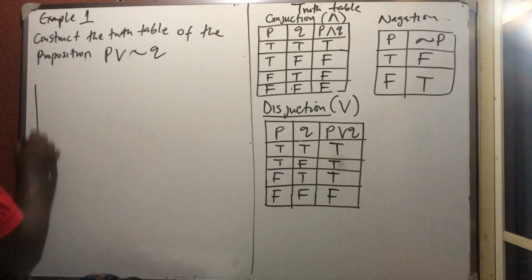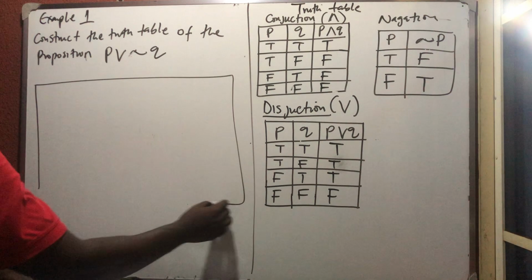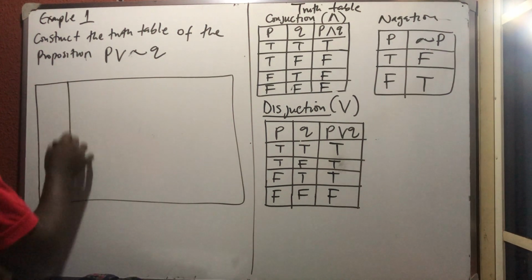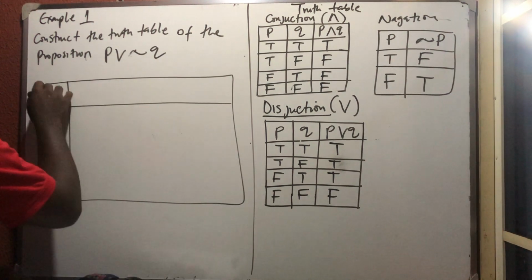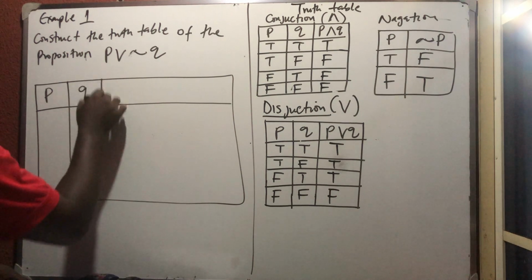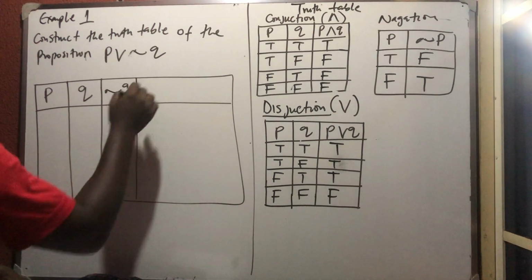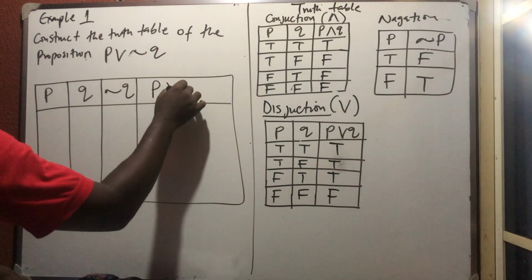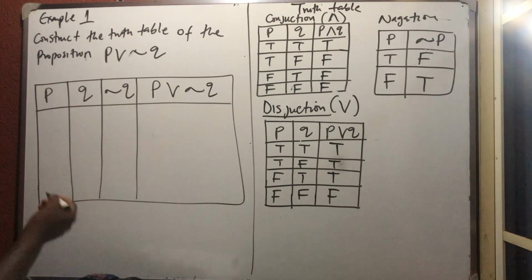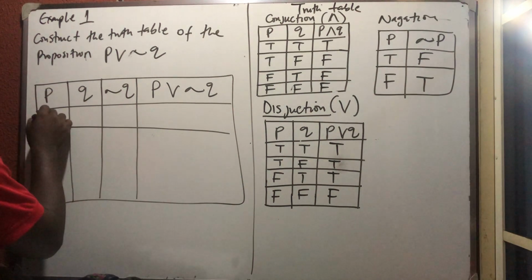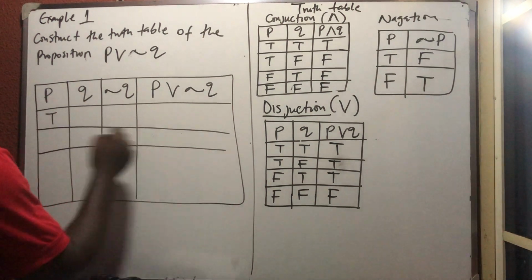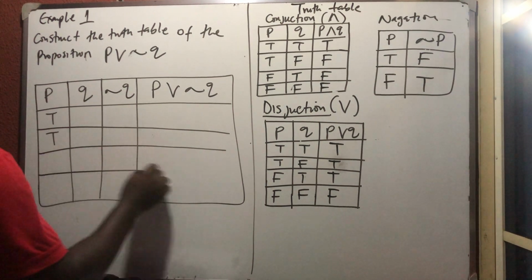So what do we do? Look at what to do. It's very, very simple. First of all, I need my P, I need my Q, then I need the negation of Q before I will now need P or negation of Q. So don't forget the way we do it. This is truth, false.